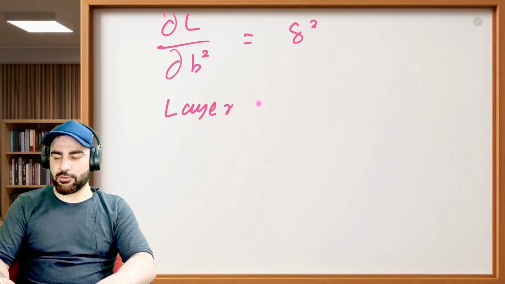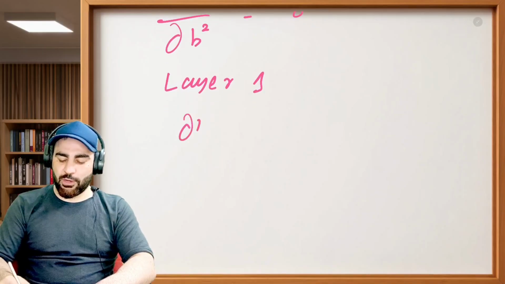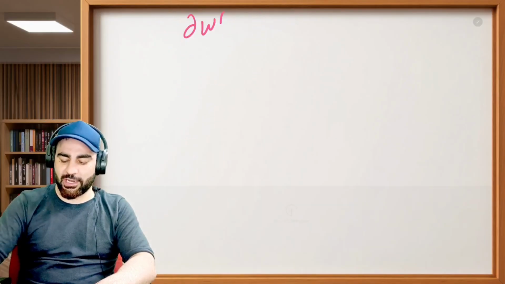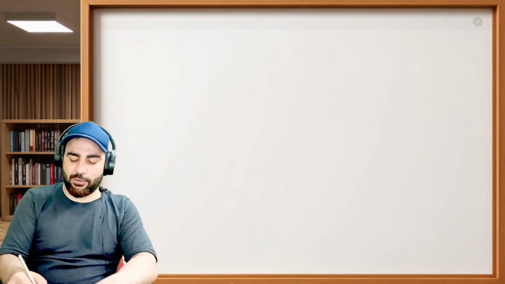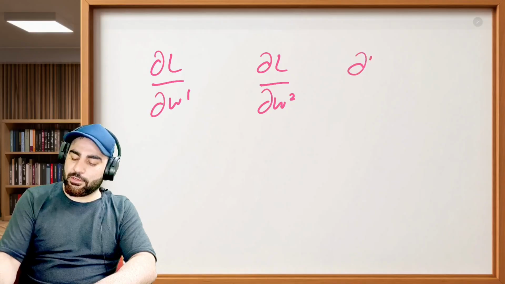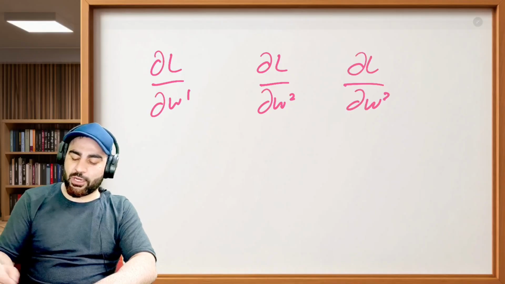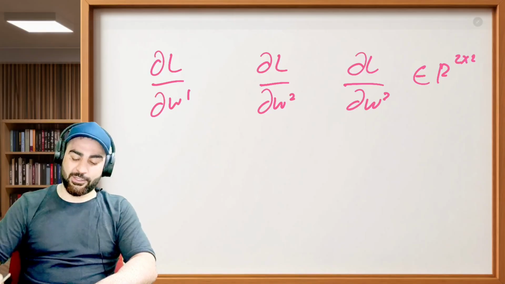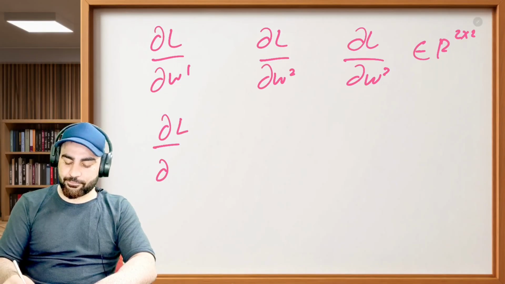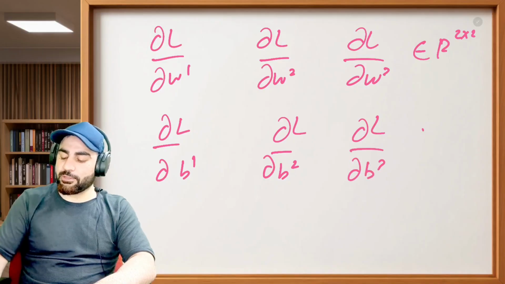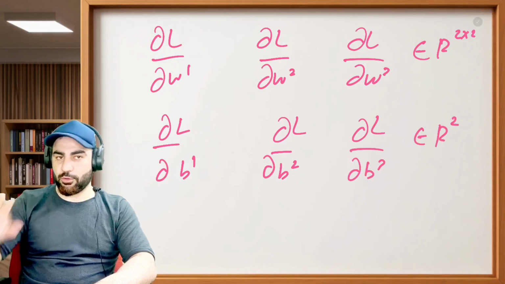Okay, for layer 1, you will have dou L by dou W1, and you will get all these values. So basically, you are getting these 6 types of values. You are getting this value, this value, this value. Okay, and all of these will belong to our 2 cross 2 matrix. So these will be your gradients. And then you'll also get the loss with respect to B1, loss with respect to B2, loss with respect to B3. All of this will belong to our 2 cross 1, R2, because we'll have two values.